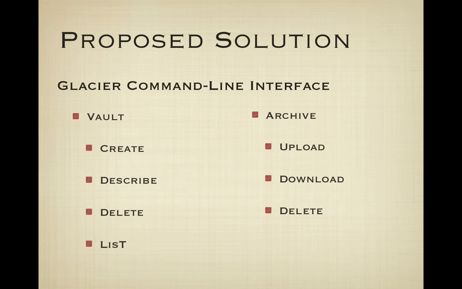So you can see I've created basically 7 things that I needed to focus on. Vaults needed to be able to be created, described to tell me what is in a vault, deleted, and listed to see which vaults I have. And archives need to be able to be uploaded, downloaded, or deleted. In addition to this basic functionality, I also needed support for a debugging mode so that I could test these tools without actually making changes on the Amazon service.